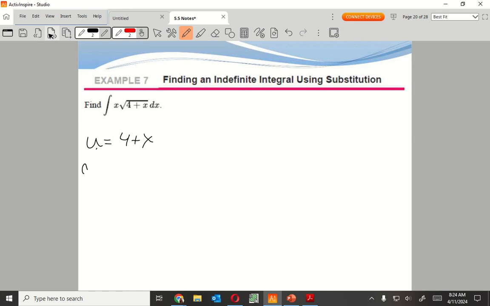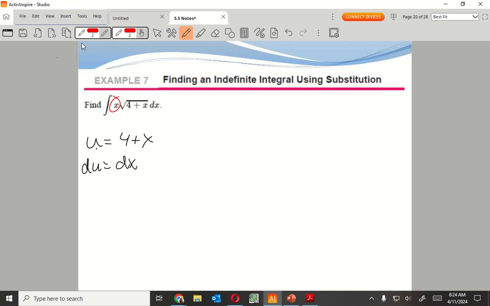du is equal to, no, I'm talking about 4 dx. Nope, take the derivative. What's the derivative of 4? Yeah, that goes away, and it's just 1, right? Just 1 dx. Now, this is where the creative part comes in, because don't I still have an x out here I have to take care of?